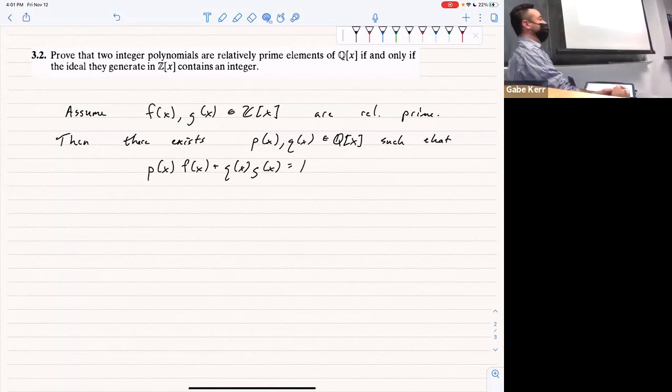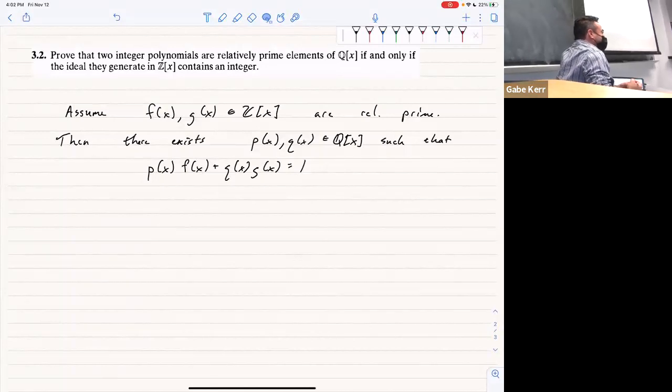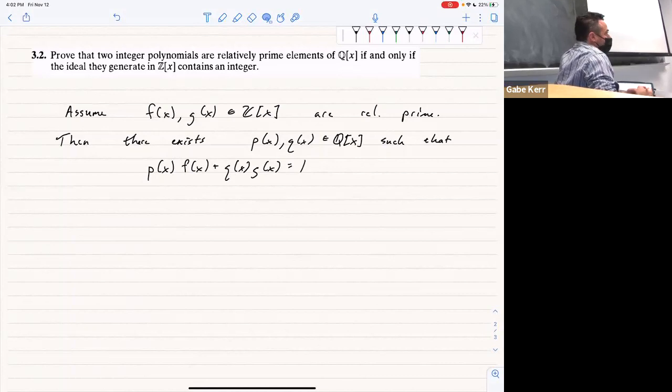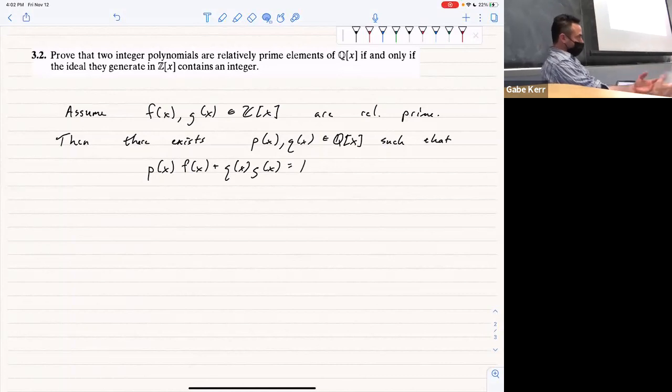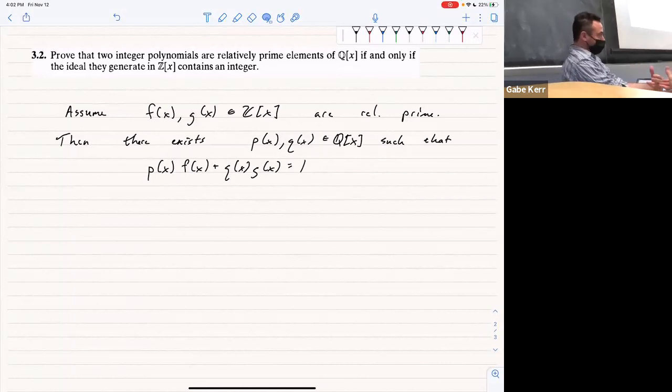I mean, obviously, one. I feel like it's some sort of observation you have to make, because I don't think there's much else you can do. What is the ideal they generate? What does that mean? How do you get the ideal? You have two elements. With one element, the ideal it generates is its principal ideal, all multiples of that. So you have two elements. What are the elements of the ideal? What do they look like?